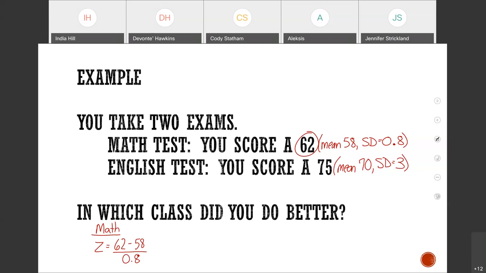All right, so I'm going to do that calculation. I'm going to subtract 62 and 58. That gives me 4. And then I'm going to divide it by 0.8, sorry. Okay, and that gives me 5.